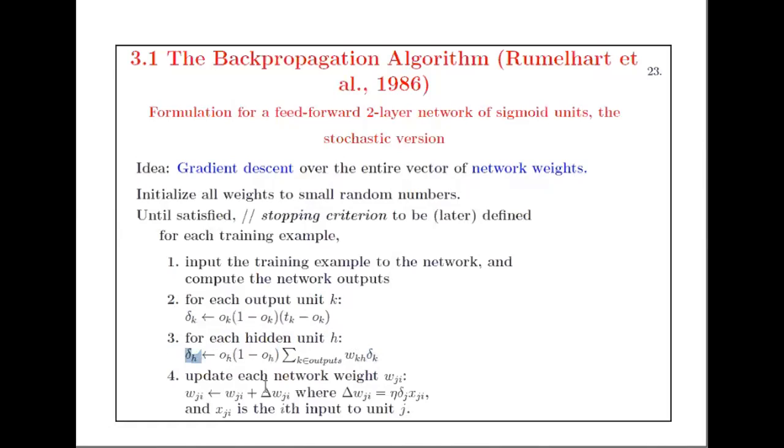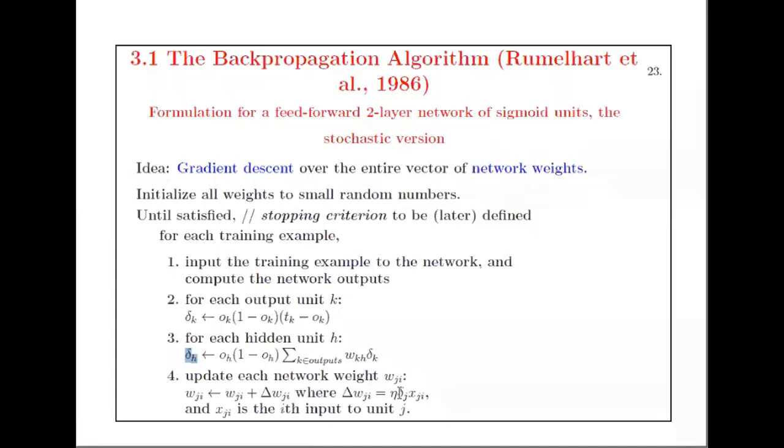Once you get the error at the output unit delta k and the error at the hidden unit delta h, the next task is to update the network weights. See, as I said, neural network is all about weight calculation and weight updation. So you have to update the weight for each layer. Okay, wji plus change in weight. This change in weight is equal to the learning rate into delta j, that is the hidden layer error, into xij, that particular input value. This is how we are going to update the weights.